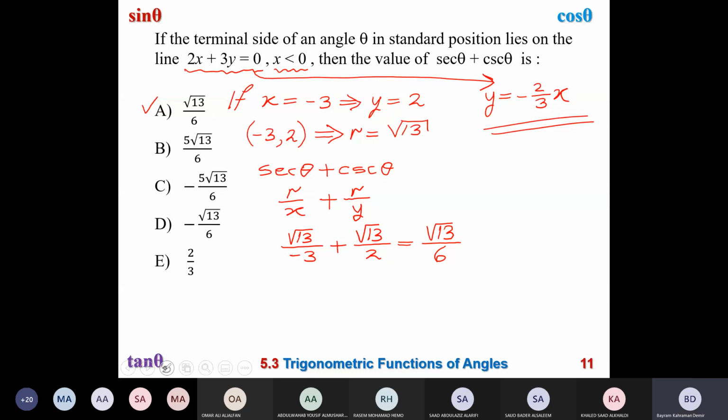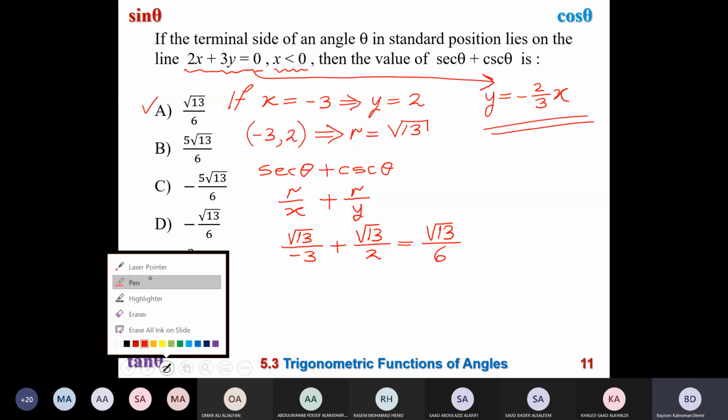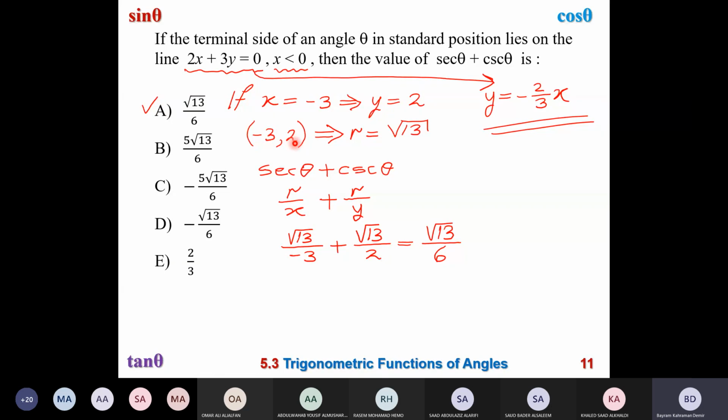All right. So Shabab, after you choose it, you find the point -3 and 2, and you know how to calculate the r, right, Shabab? X square is 9, y square is 4, right? 9 plus 4 is 13. So r is root 13. So you know this x and y, you know the r, then you can calculate anything, of course.